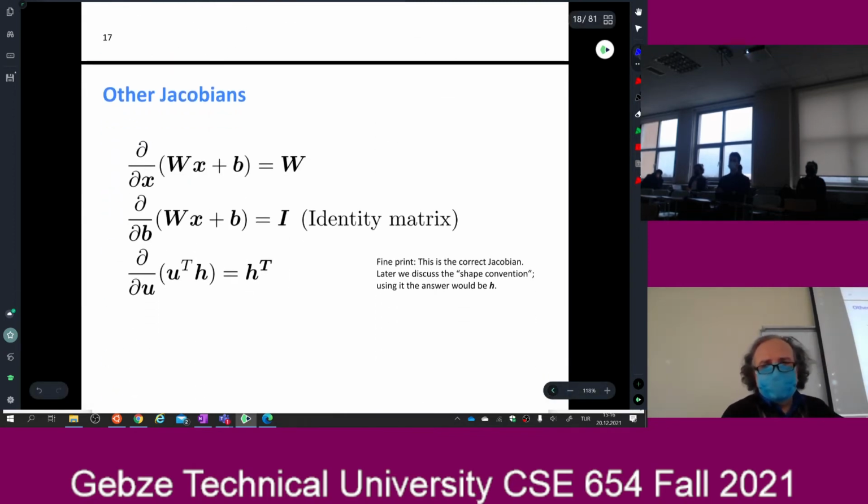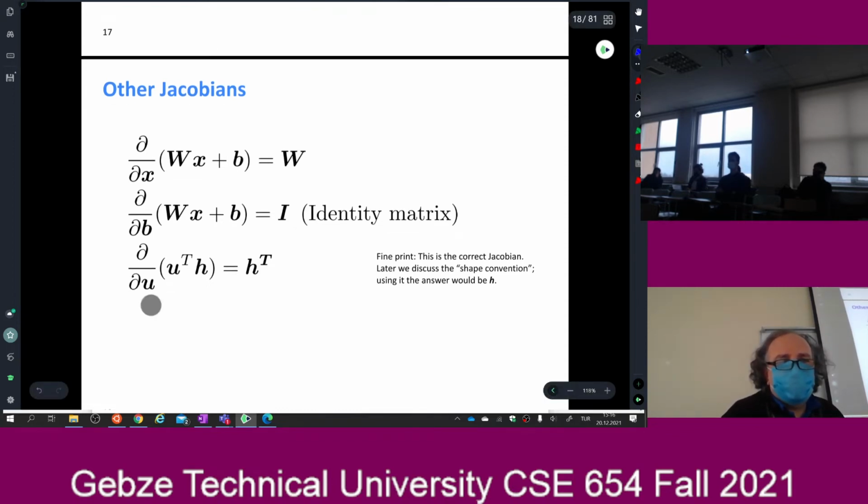And that's it. What else? The third one is this one. This kind of makes sense. What is this? This is a vector and this is a vector. If you transpose one vector and multiply with the other one, you are going to get a scalar back. But if you take the derivative of this expression with respect to u, you get h transpose. So it is like a row vector.